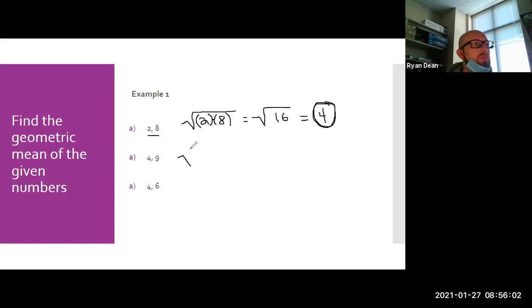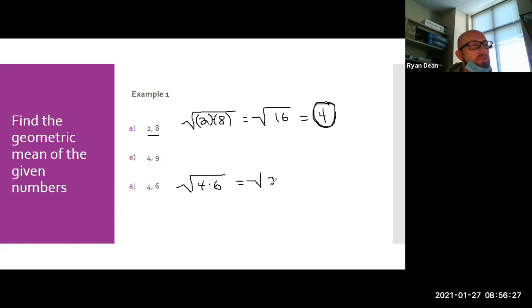We'll do one more example, and then I'll let you try the last one on your own. Actually, I'll let you try this middle one on your own. We'll do this last one here together. Same thing, we have two numbers, so we're taking the square root. Inside I have 4 times 6. I have the product of 4 times 6.